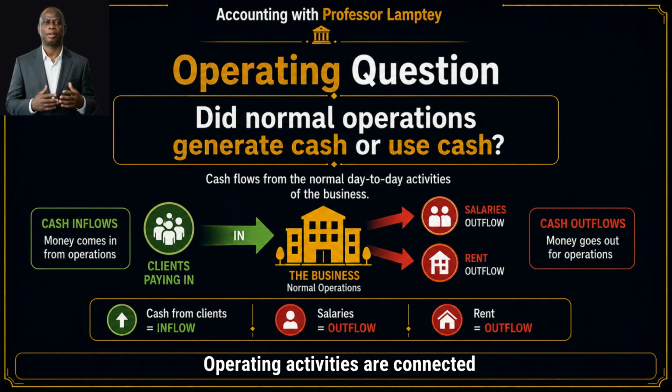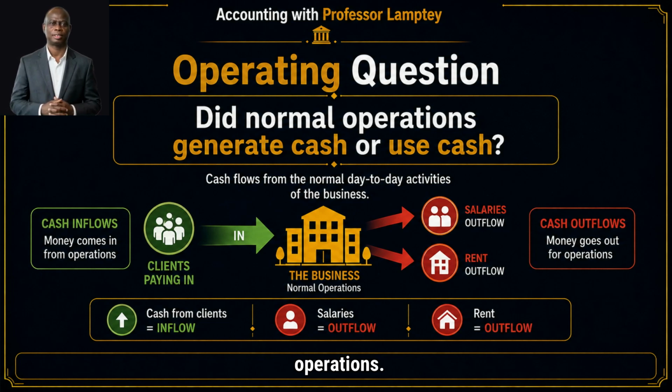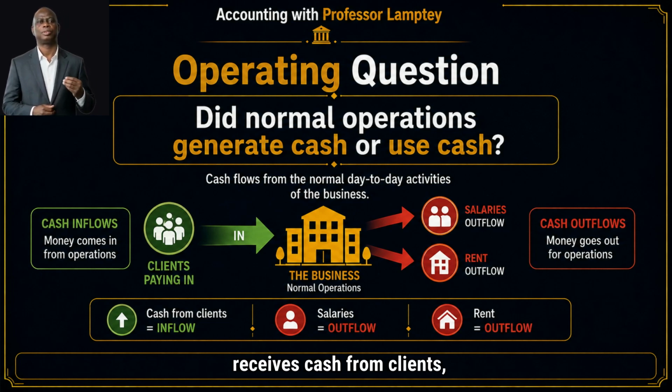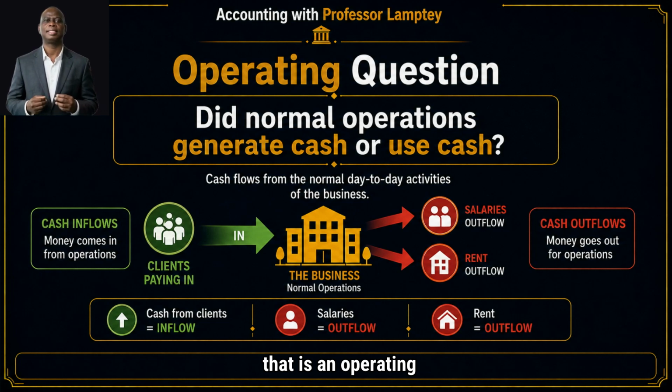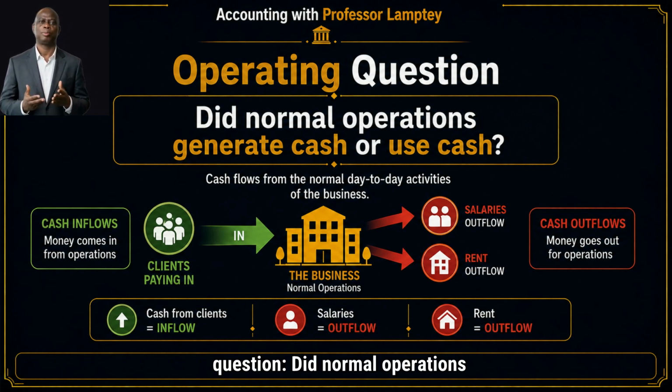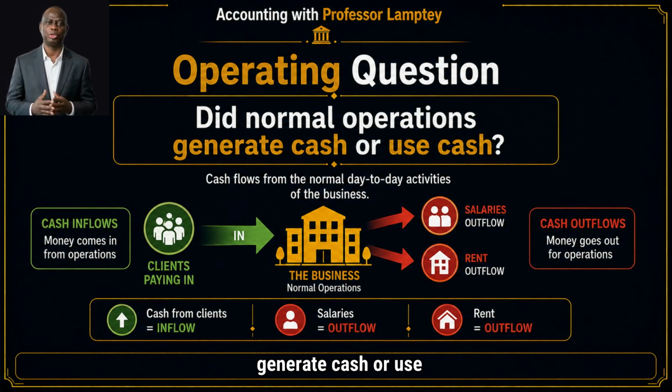Operating activities are connected to the main business operations. If a consulting business receives cash from clients, that is an operating cash inflow. If the business pays employees, that is an operating cash outflow. If the business pays rent, that is also an operating cash outflow. Operating activities answer this question. Did normal operations generate cash or use cash?